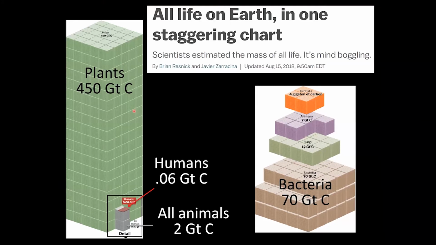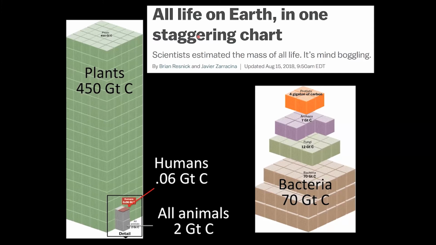And just to bring you to talking about bacteria, in contrast to all the flowers and the trees and the vegetation on Earth, which by mass contributes about 450 gigatons of carbon. So they're the winners on Earth. After plants come bacteria, 70 gigatons of carbon. So this is a really awesome chart of all life on Earth by carbon mass.